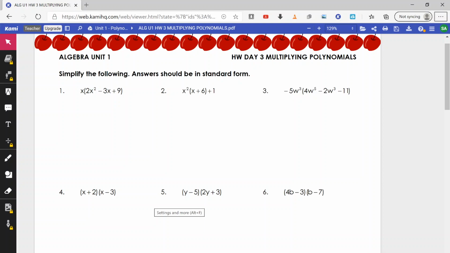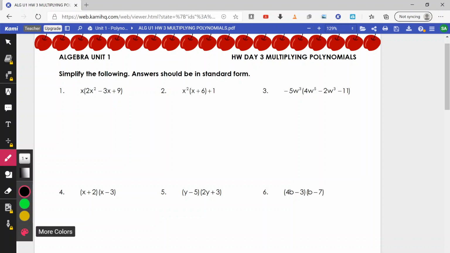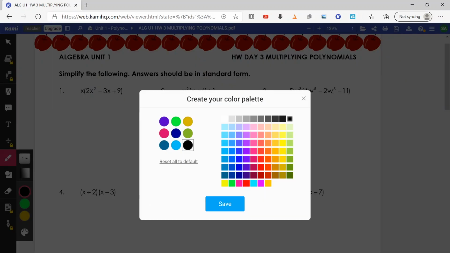Some students in the past have liked distribution. Other students like the box. It's really not a big deal, whichever one you so desire to use.